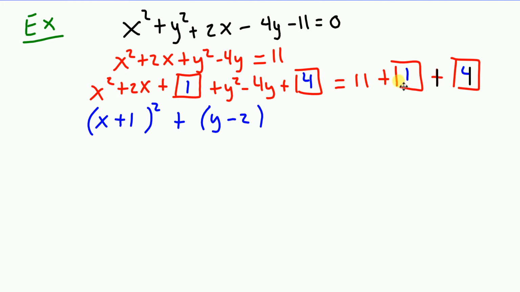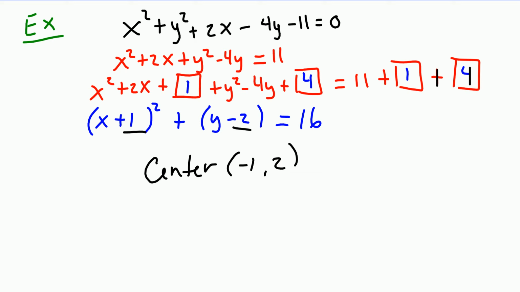11 plus 1 plus 4 equals 16. So, what is my center? Center is going to be negative 1, positive 2. And what is my radius? Remember, we always take the square root of this number, whatever is on the right side when we finish. So, square root of 16 is 4.